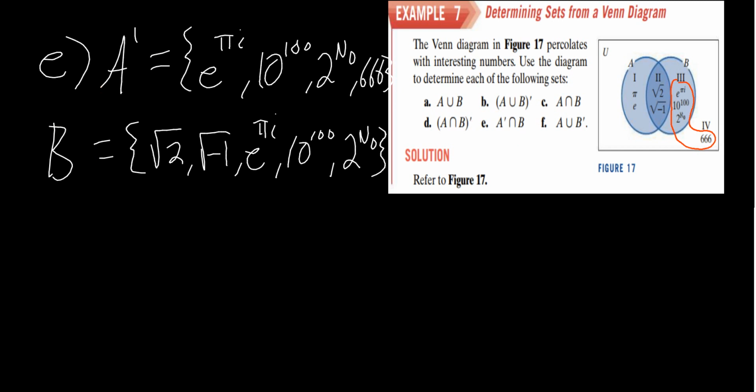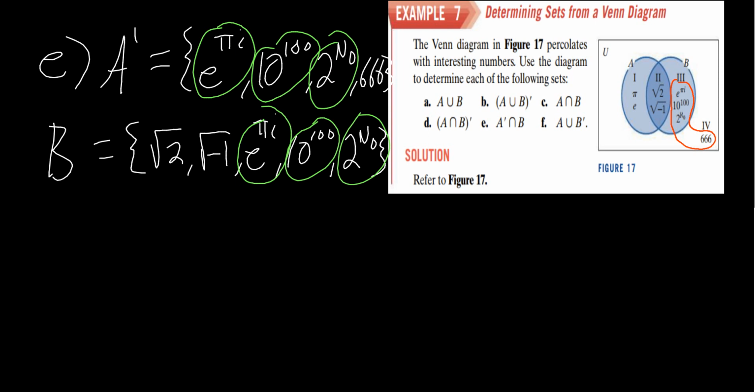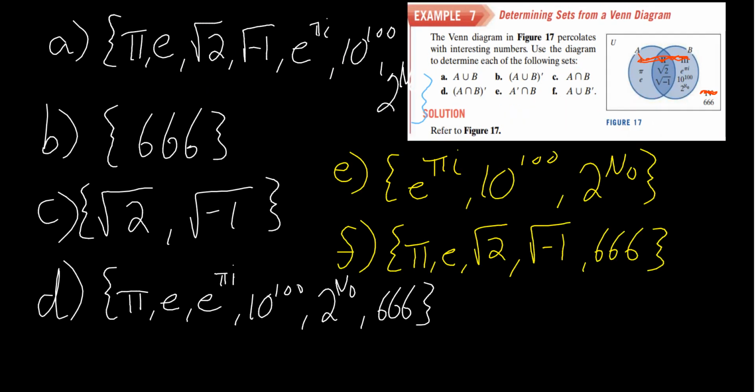So we're wanting to find what is in both A complement and B. So what is in both of them? Well, it appears that e to the pi i is in both of them, 10 to the 100 is in both of them, and our first aleph null is in both of them. And that is how we get e to the pi i, 10 to the 100, and our first aleph null. That is how we got the intersection.